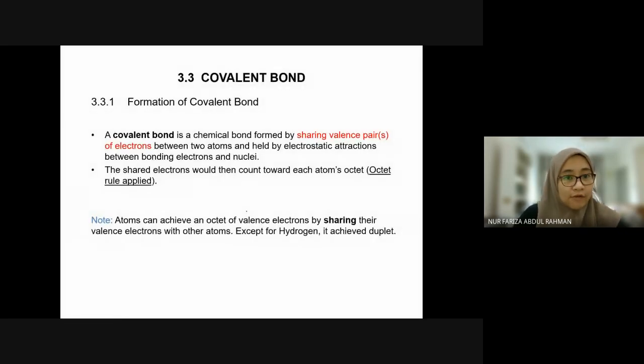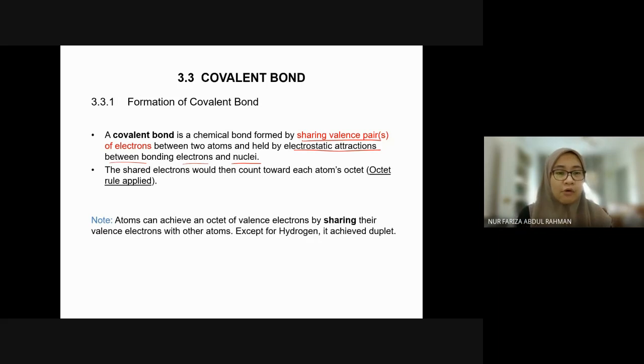Okay, what is a covalent bond? A covalent bond is a chemical bond formed by sharing valence pairs of electrons between two atoms and held by electrostatic attraction between bonding electrons and nuclei. Okay, previously we had the ionic bond. So ionic bond is based on the transfer of electrons. Again, why do they need to transfer the electron? Because they want to achieve the octet configuration.